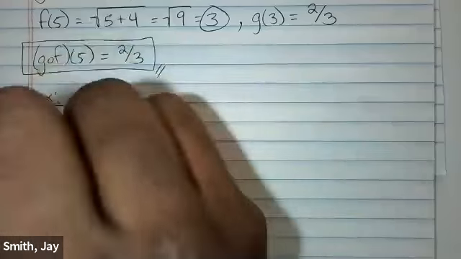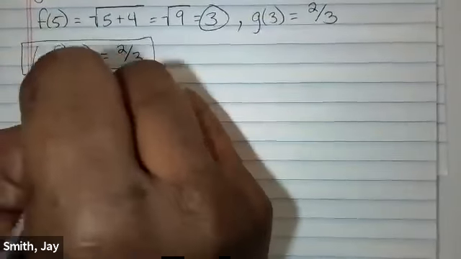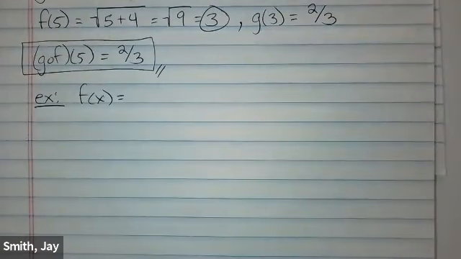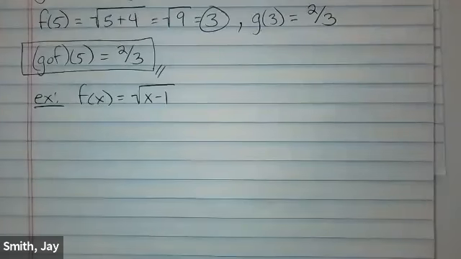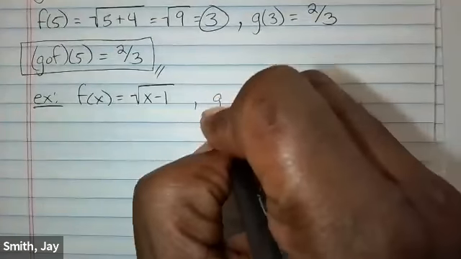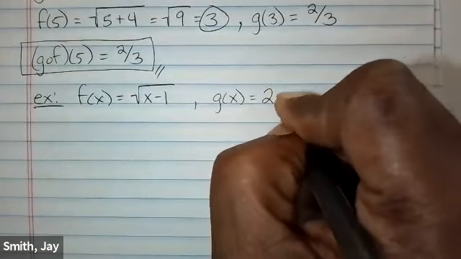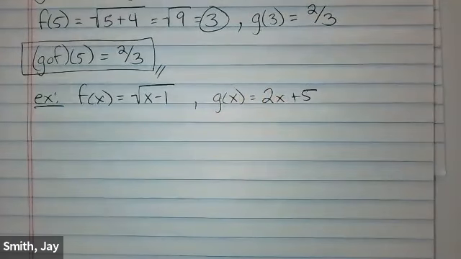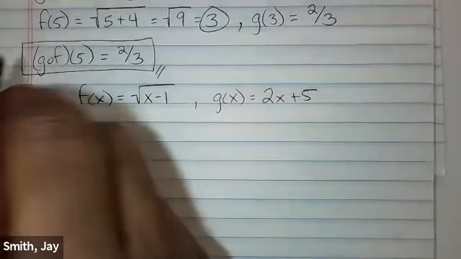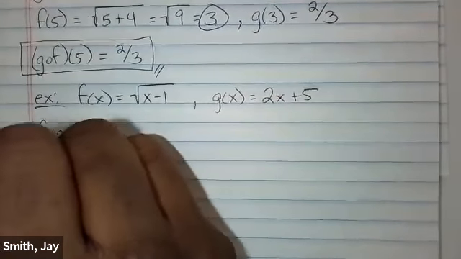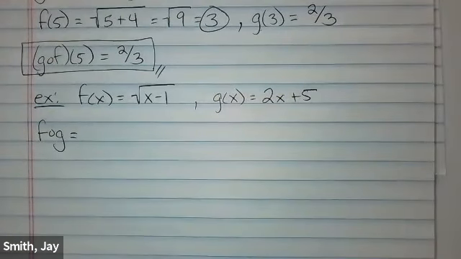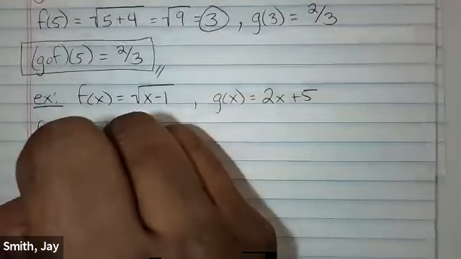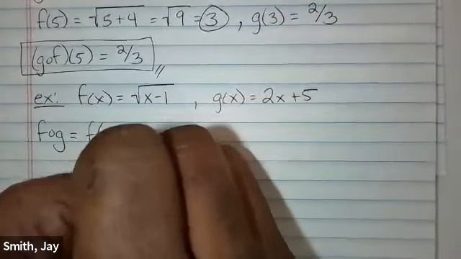So our next example, we're going to have f of x equal to the square root of x minus 1, and g of x equal to 2x plus 5. The first thing we're looking for is f composed with g. Now, by definition, this is f of g of x.